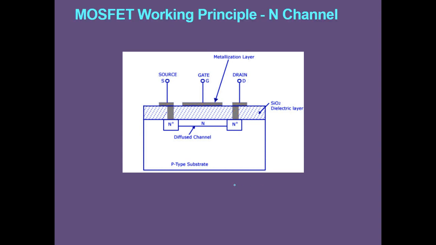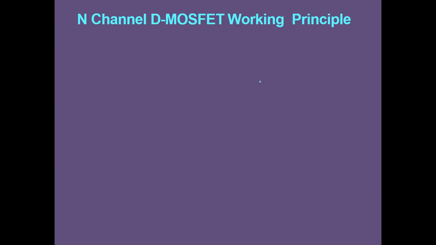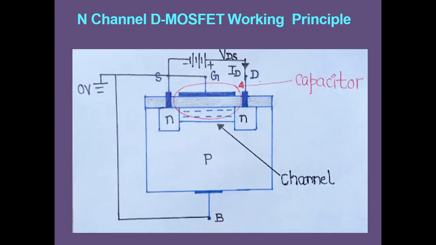Coming to the construction of an N channel depletion MOSFET, here we have taken a lightly doped p-type substrate as discussed. Here we have two heavily doped N regions diffused over this p substrate, over which we have a dielectric layer, that is your SiO2, a metallization layer, and the gate terminal is connected. We have removed this SiO2 layer in these two parts, and a metal is made in order to connect the source terminal and the drain terminal, right? Okay, coming to the working operation.